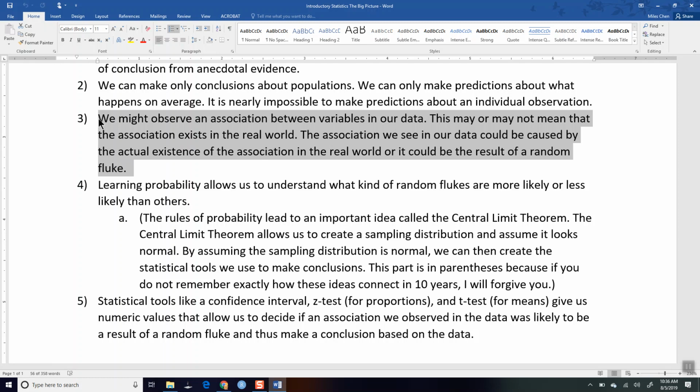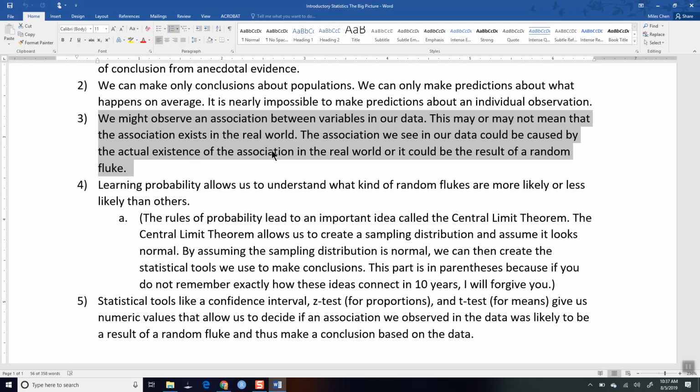That we might observe an association between variables in our data, okay? We might see that changing the diet over here has an effect on some health outcome, like blood pressure, right? So we might see an association between diet and blood pressure in our data, okay? However, that does not necessarily mean that changes in diet and blood pressure are actually connected in any kind of meaningful way in the real world, okay? And it's very possible that what we saw in our data, that changing the diet and the resulting changes in the blood pressure, could have just been a random fluke, okay?